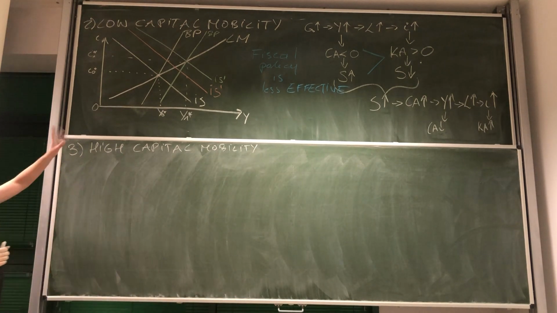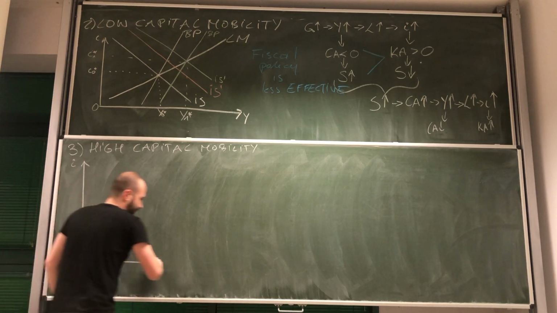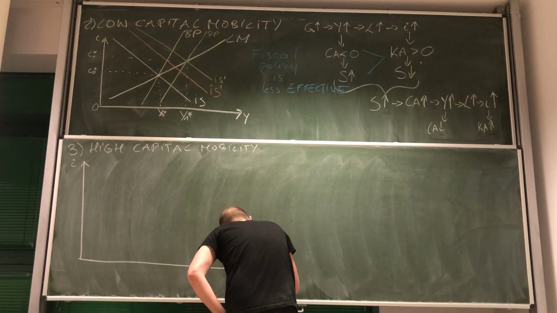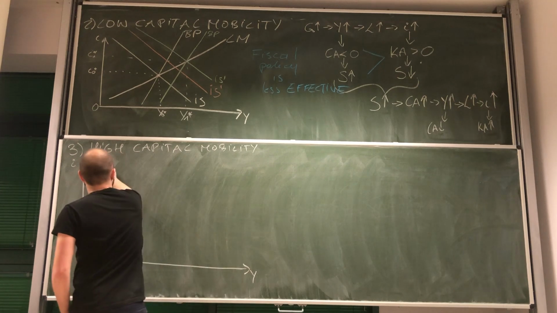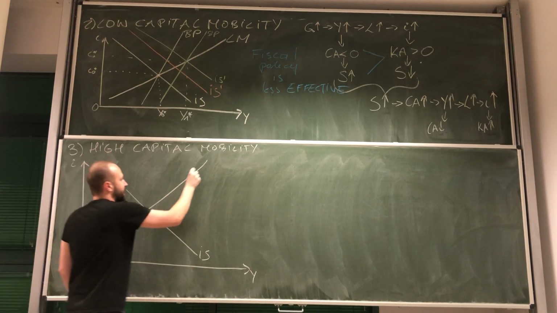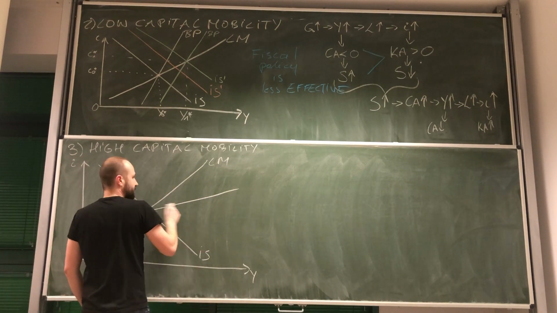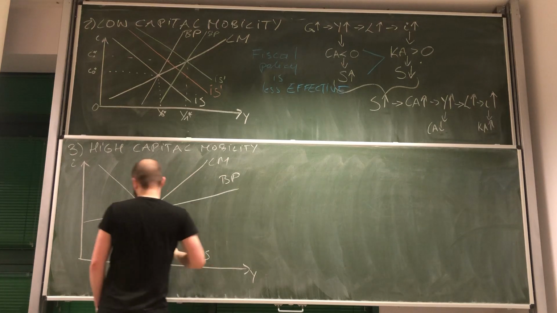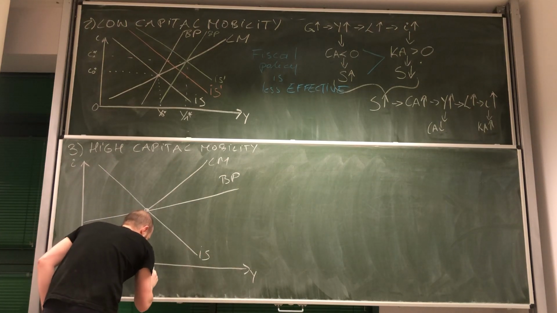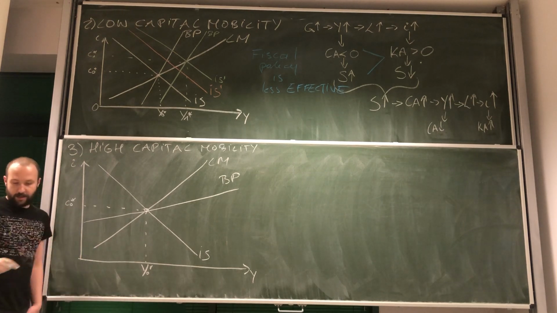Okay, so what do we see? What should we do now? Okay, we draw a graph again, this time with flatter BP than LM. Again, we are assuming that IS and LM have the same slopes as before. Okay, so here we have equilibrium income, here we have equilibrium interest rate.